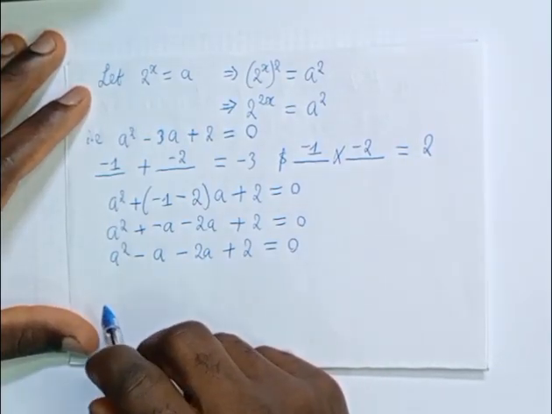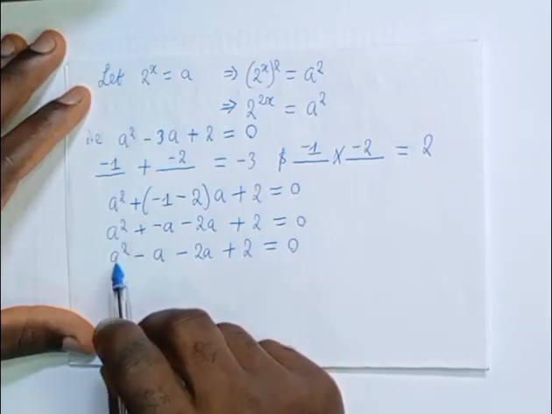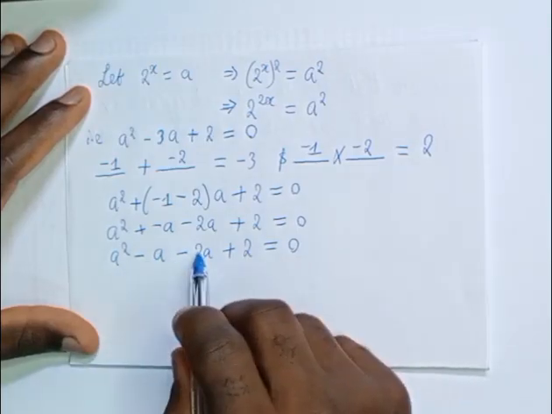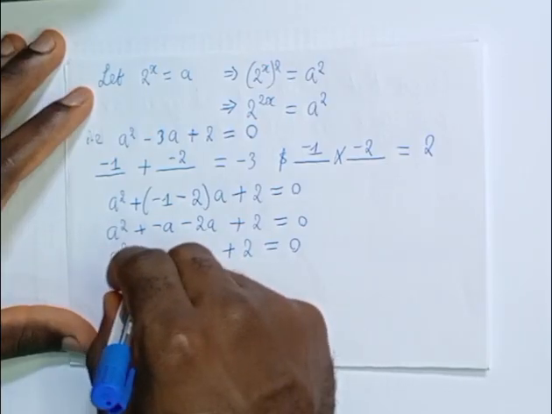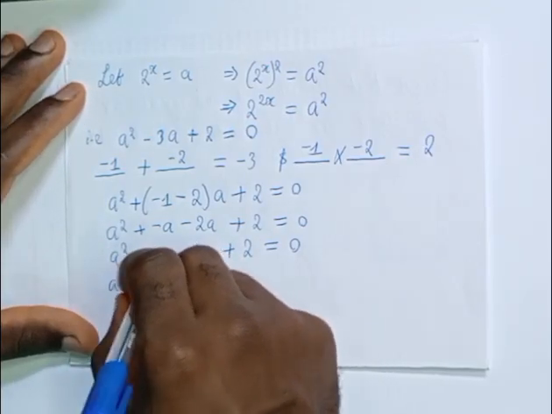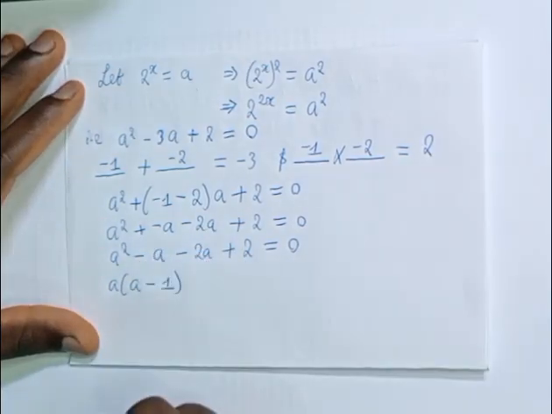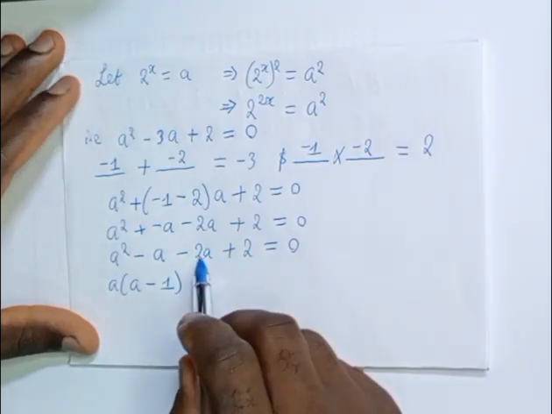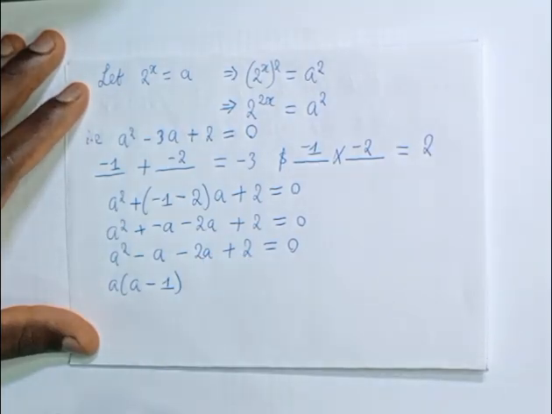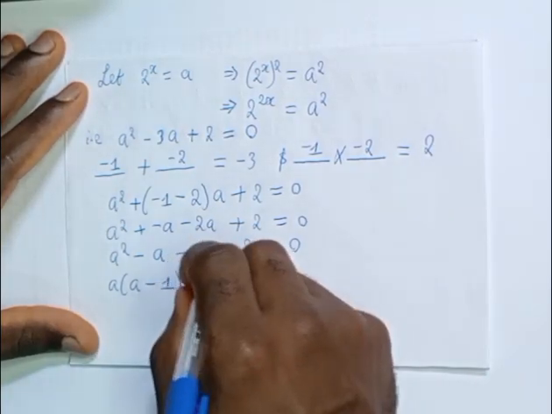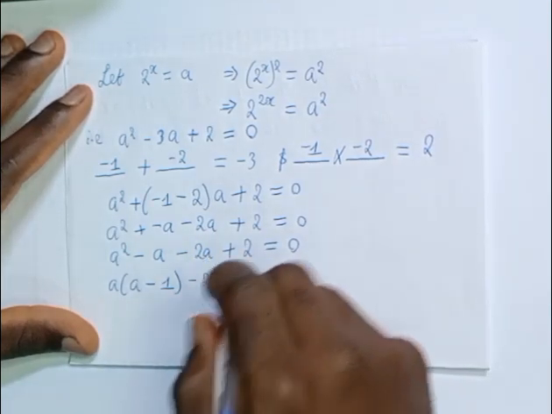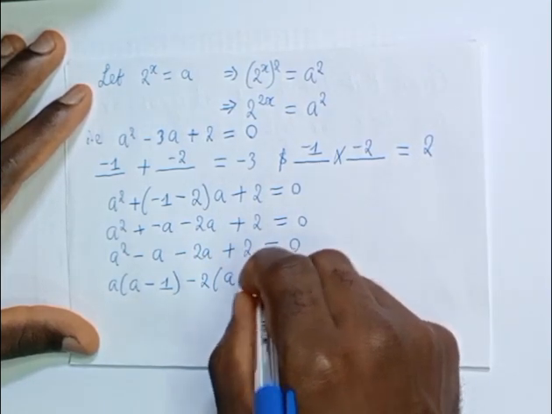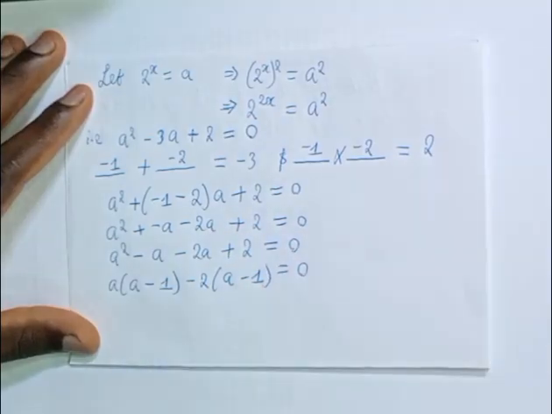Next step, what we have to do is we are going to take the first pair, we factorize, we take the second pair, we factorize. For the first pair, e is common, e times e gives us e squared, e times negative 1 gives us negative e. For the second pair, we are going to factor out negative 2. Negative 2 times e gives us negative 2e. Negative 2 times negative 1 gives us positive 2. We equate this to 0.